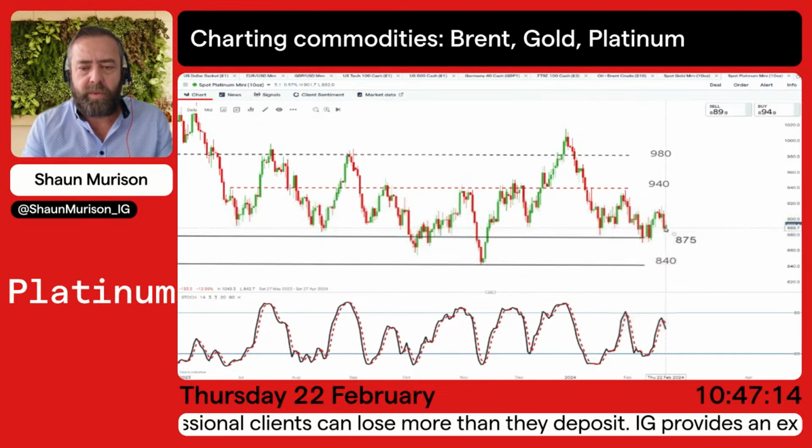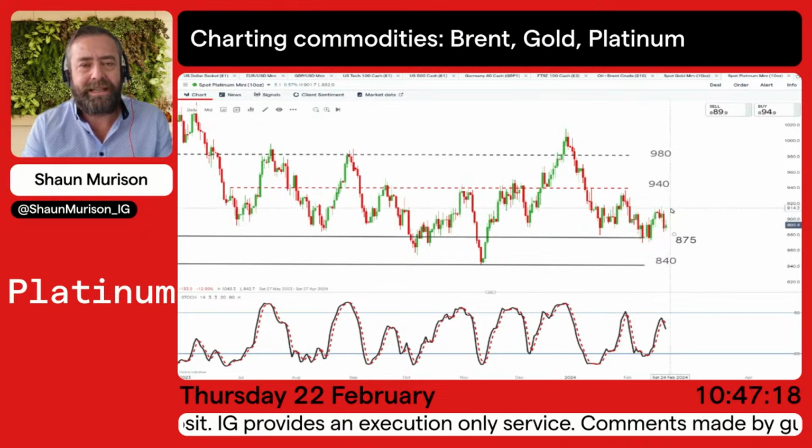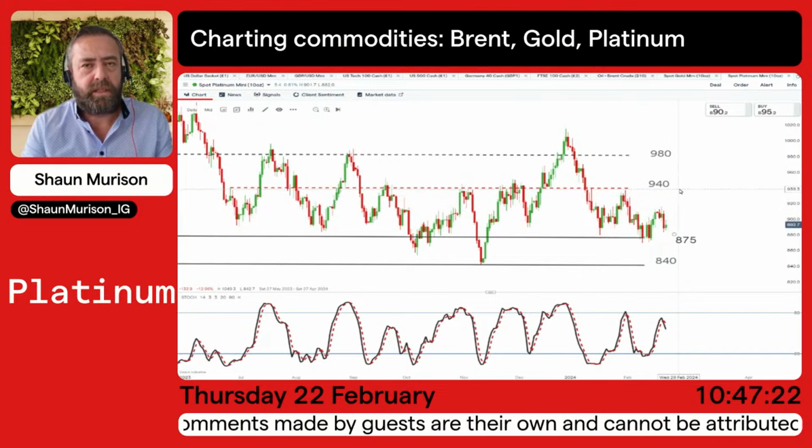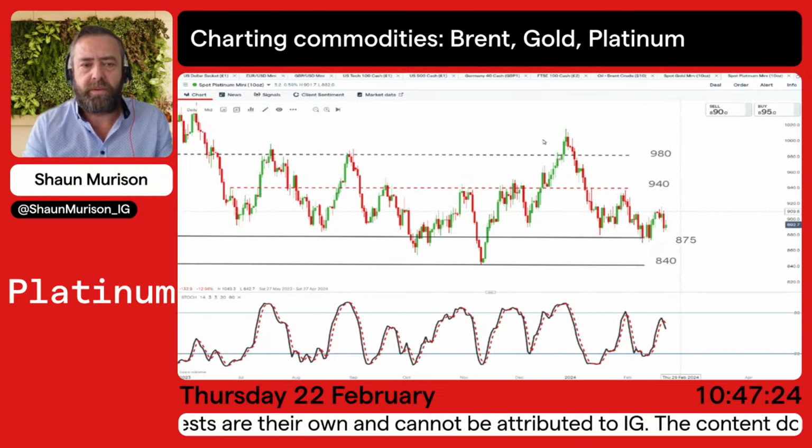If we don't get that pullback from where we are now, another consideration for long entry would just be to clear that level, that 915 level, and then start targeting that 940 level as well.